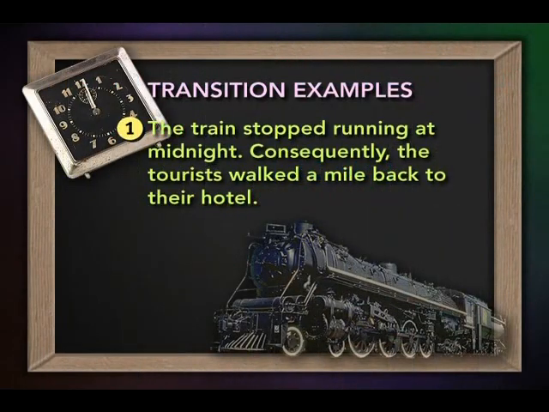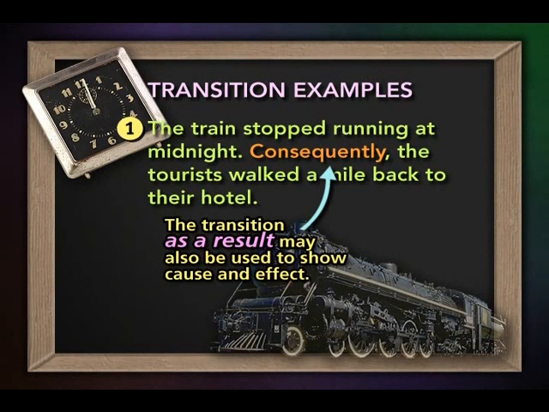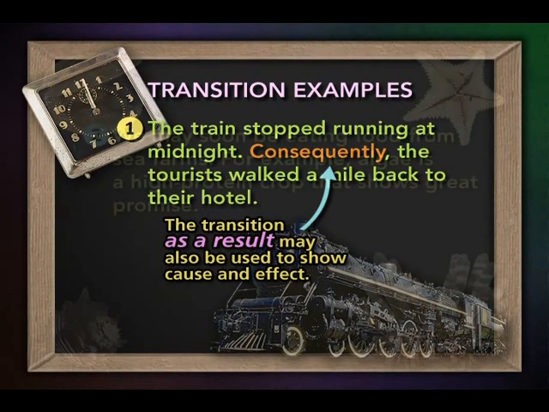Here are my sample answers. The train stopped running at midnight. Consequently, the tourists walked a mile back to their hotel. I could also have used as a result, because both consequently and as a result show cause and effect. You'll choose the one that you like best, given your purpose, your audience, and your individual writing style.